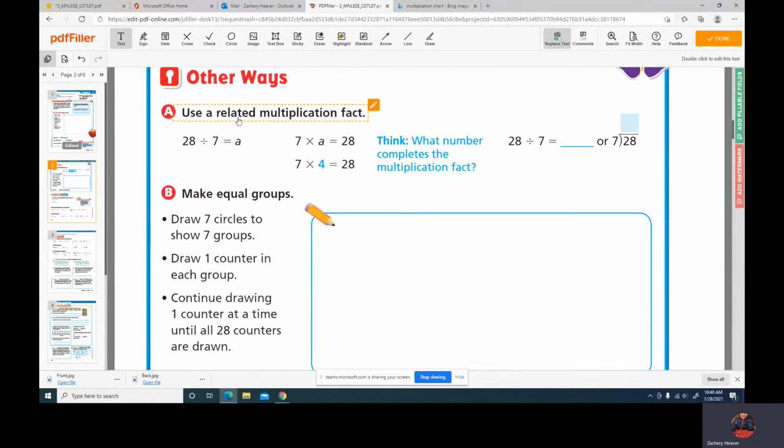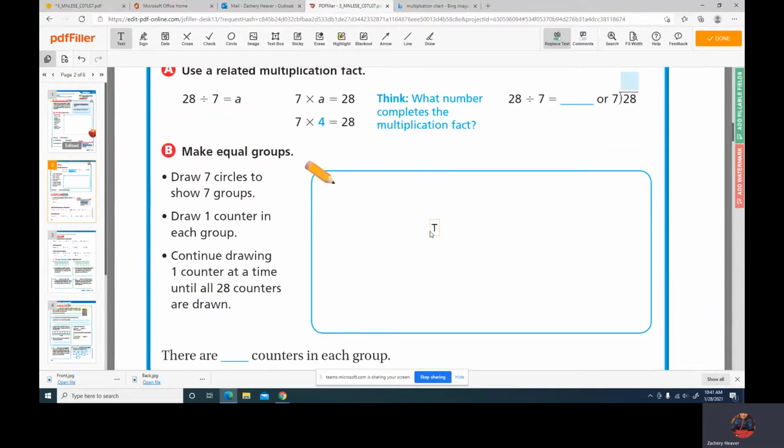The next one, it says use related multiplication facts. That's switching it around. 28 divided by 7 equals A, or 7 times A equals 28. We always remember what our product is going to be: our dividend. Okay, there's a question on your homework about that. The biggest number is what it equals, and what it equals is going to be the dividend. Okay, these two look the same, but you can also use the commutative property.